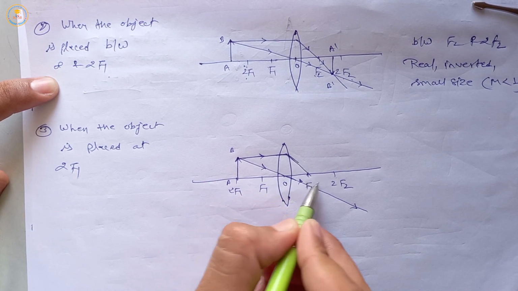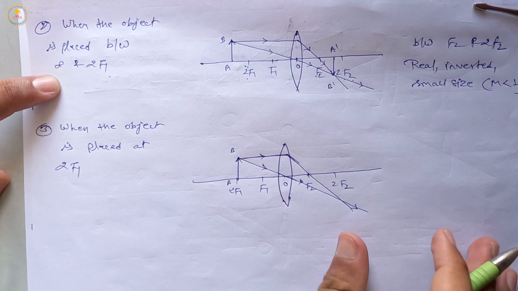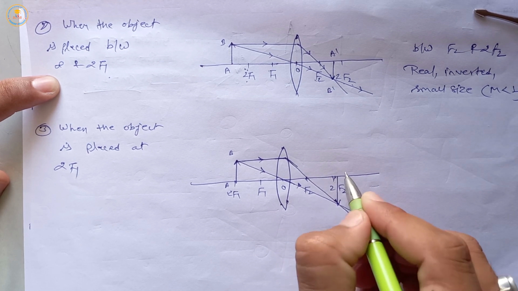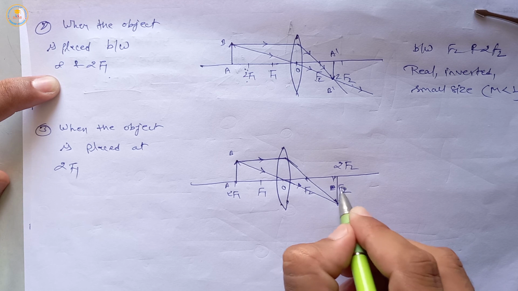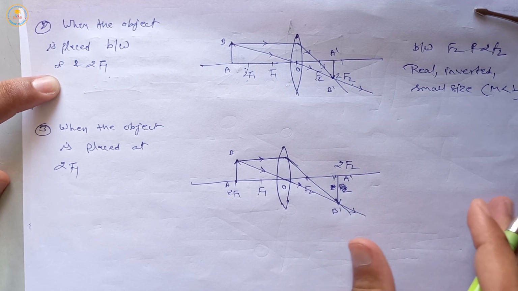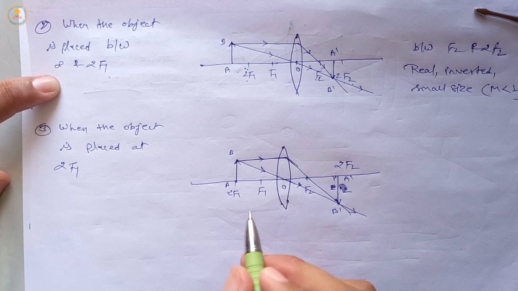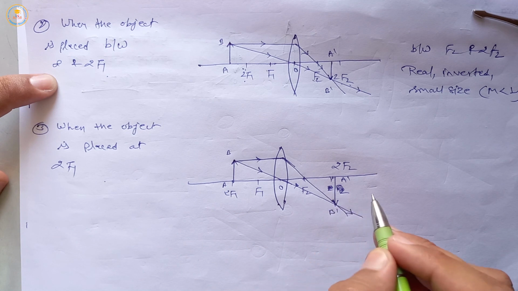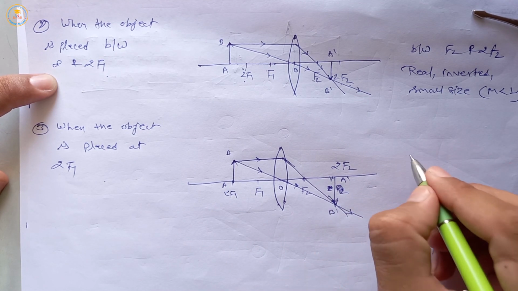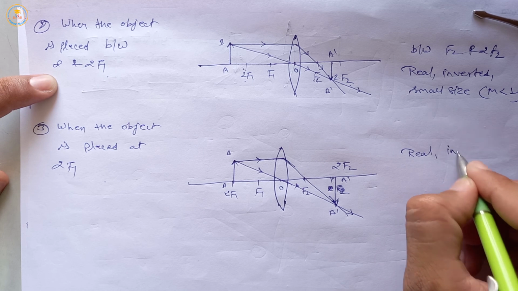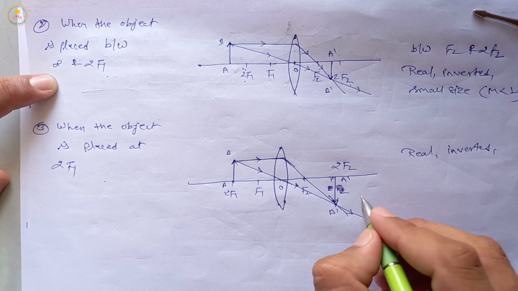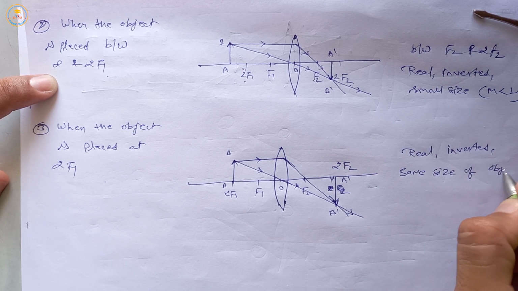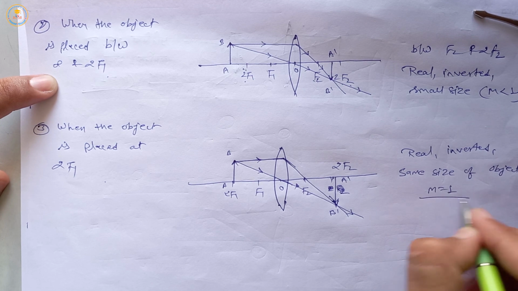In this situation, these refracted rays intersect at this point, and this point is 2f2. So this image is A dash B dash. If the object is placed at 2f1, then the image is formed at 2f2. The nature of the image is real, inverted, and the same size as the object. In this situation, magnification m is equal to 1.